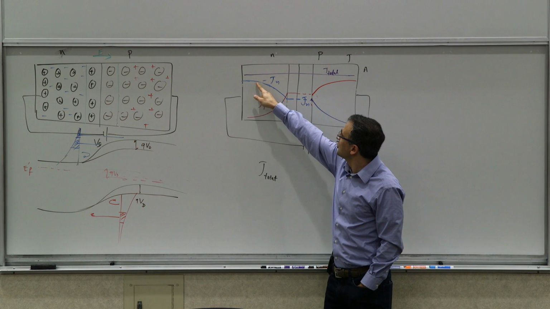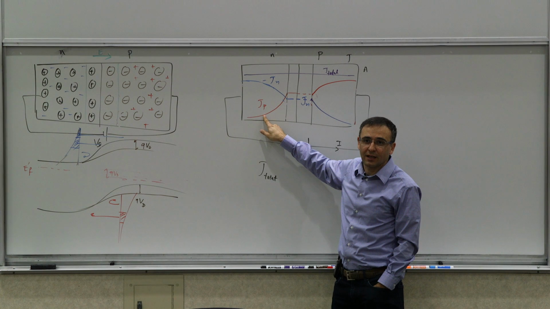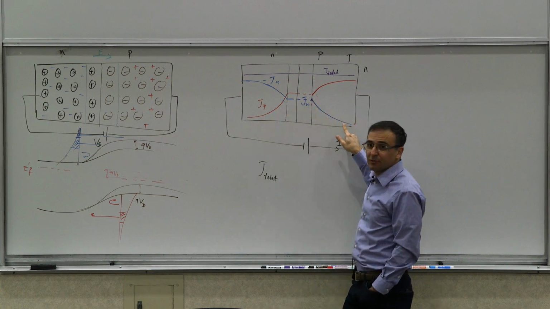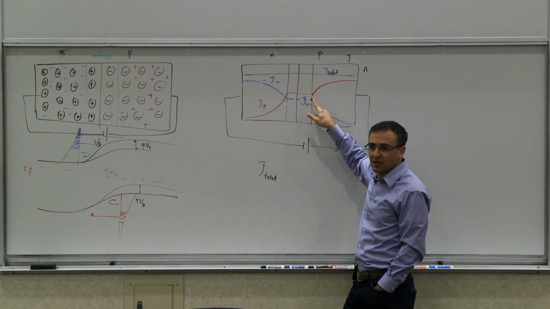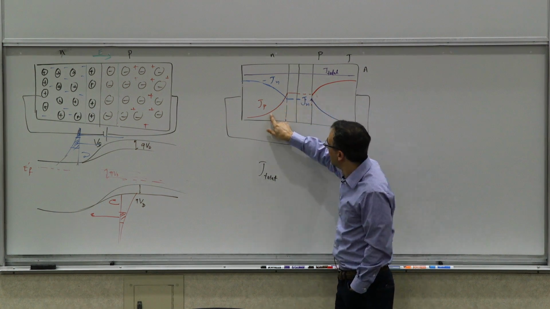What is dictating this shape? Why is this blue line like that? We argued why the red one is like that, right? We argued why this one is an exponential. We said this is like a recombination process. You lose more. The minority carrier distribution is this way.